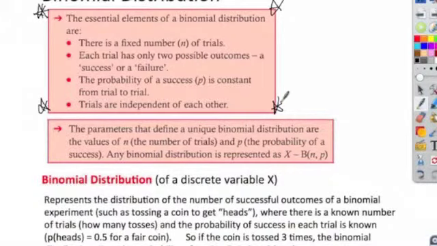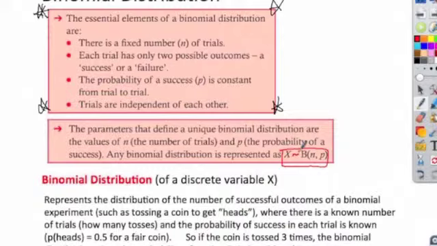All right. The parameters that define a unique binomial distribution are the values of n, the number of trials, and p, the probability of success, and that's the probability of success on each trial. Obviously it stays the same. And the notation that you're going to see representing a binomial distribution is given here. And that is simply read as x is distributed, that little tilde symbol there, x is distributed binomially with n number of trials and p probability of success.